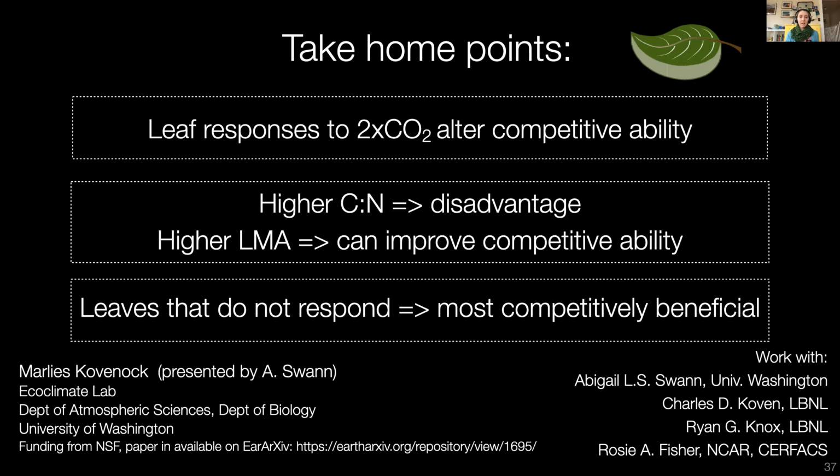And finally, leaves that did not respond at all, that did not alter their traits at all, were the most competitively beneficial. And so this is, to me, a fascinating ecological question of what is obligating the plants to alter their traits in response to carbon dioxide, and how are they compensating for that, to give them the most competitive advantage going forward.